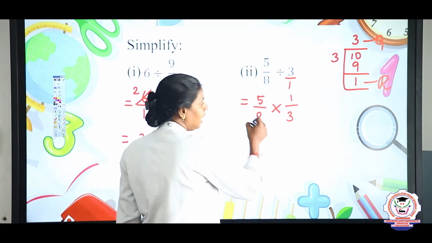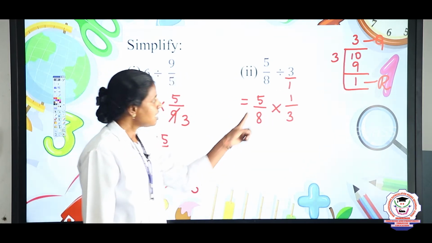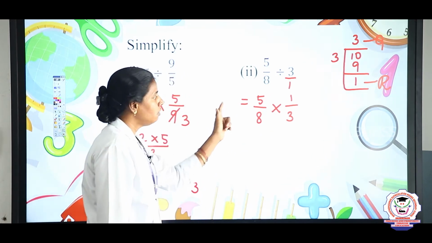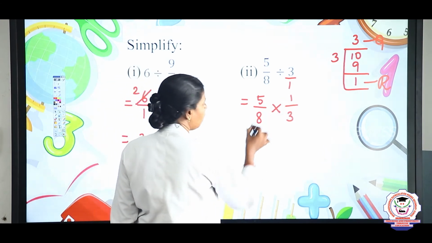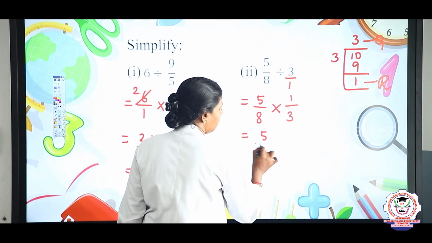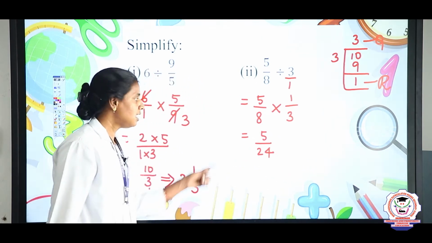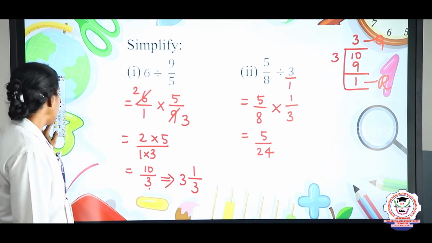Now, are there any other common factors between the numerator and denominator? See, 5 and 3 are there. We can't cancel using any number, right. So we can multiply the numerators and denominators. So multiply: 5 ones are 5 by 8 threes are 24. So the answer is 5 by 24. Is it clear? Okay.